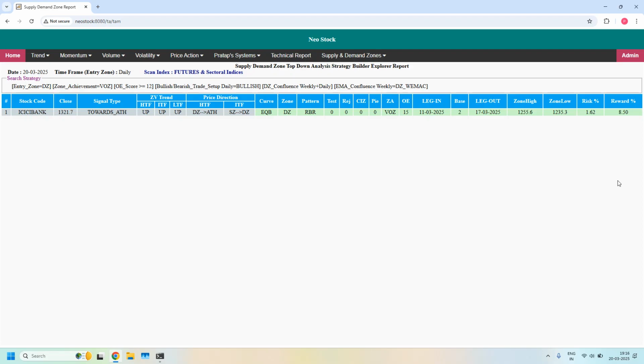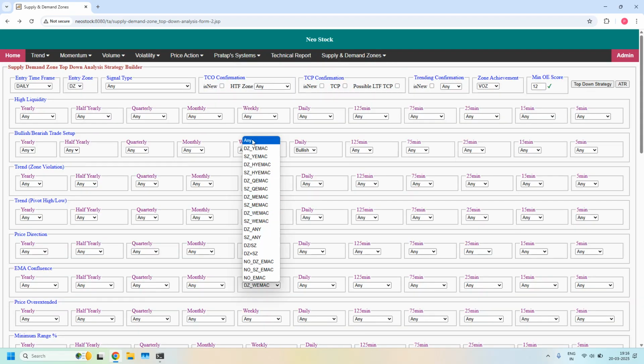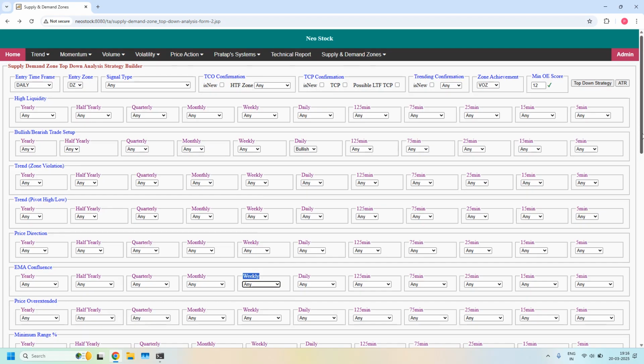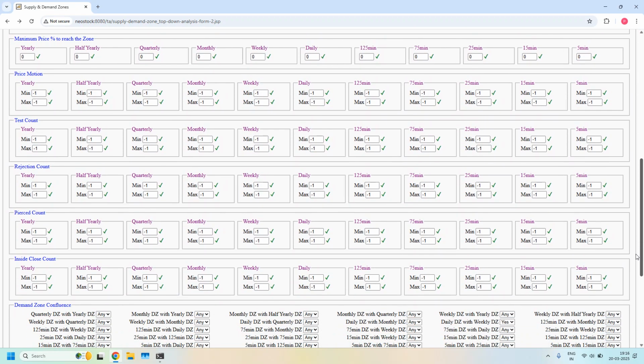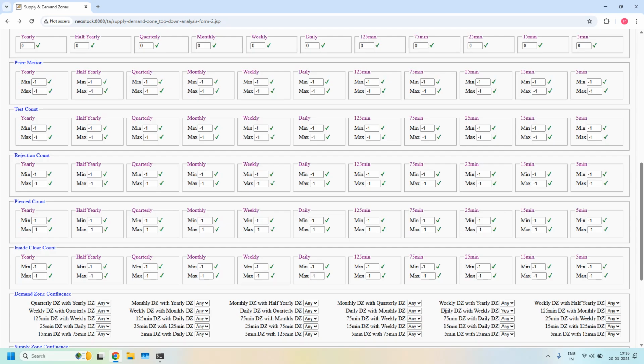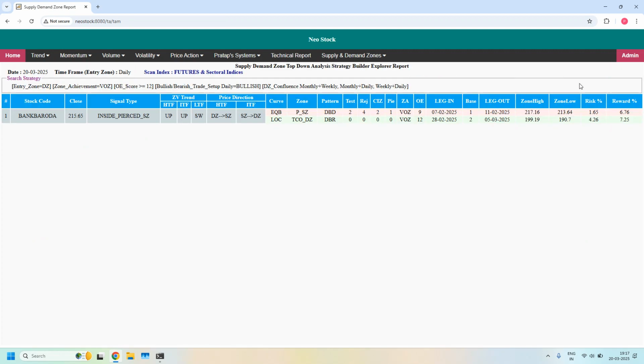Next, we will look into LTF, ITF, HTF demand zone confluence supported stocks. I removed the EMA filter. In the demand zone confluence, there are 3 filters: daily with weekly, daily with monthly, and weekly with monthly confluence. With all three filters, we got only one stock. So daily, weekly, monthly zone confluence, and the monthly trend is up.